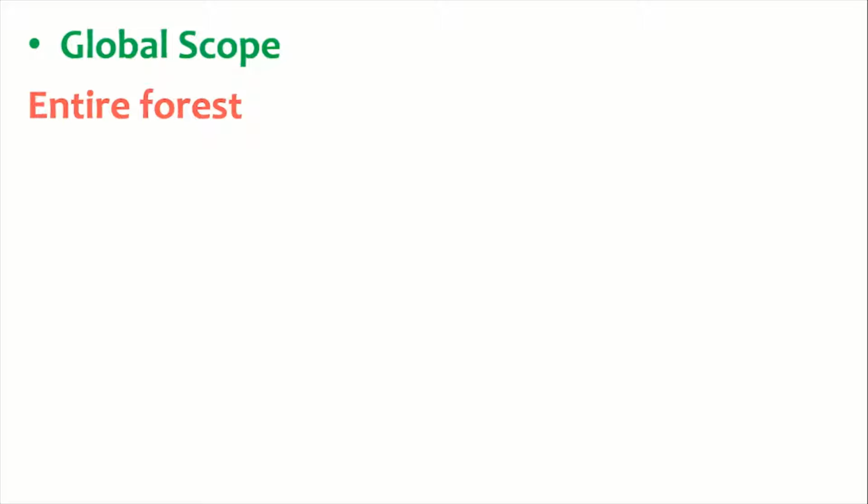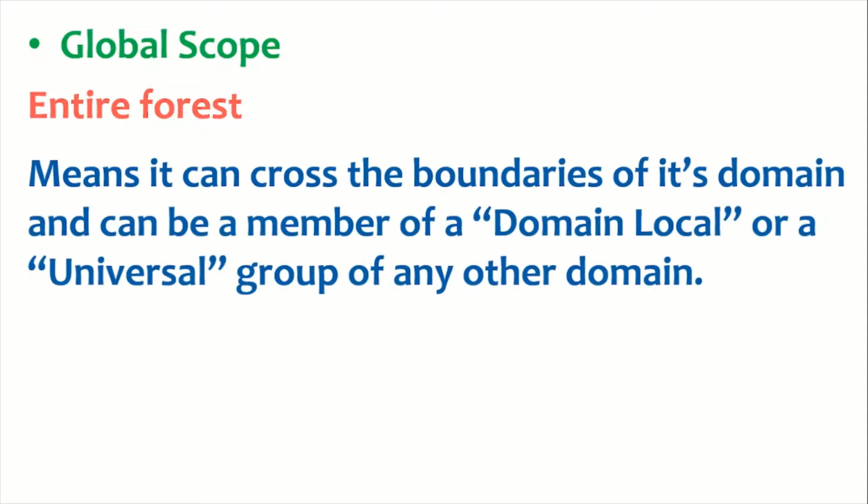So the scope for the global group is the entire forest, so it can move around the entire forest, meaning it can cross the boundaries of its domain and can be a member of a domain local group or a universal group in any other domain.